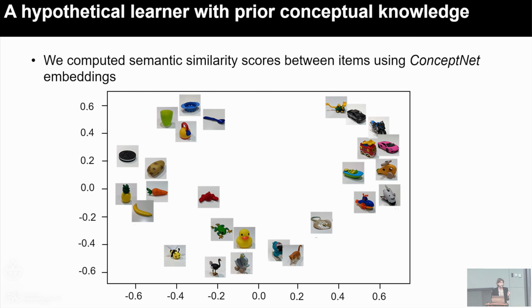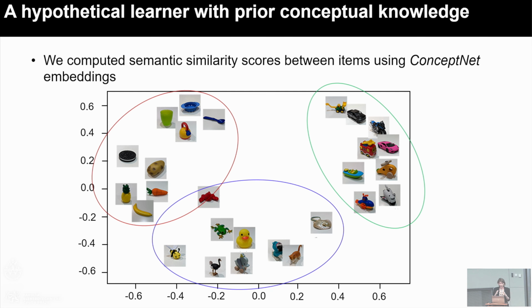However, children are, of course, coming to this task with some prior knowledge of the world. And so we also considered a hypothetical learner who brings some prior conceptual knowledge to the task. And the way that we operationalized conceptual knowledge here was by computing semantic similarity scores between our items using ConceptNet. So if we were to plot that, we see these distinct semantic clusters emerge. So these are items that are more semantically similar to one another.